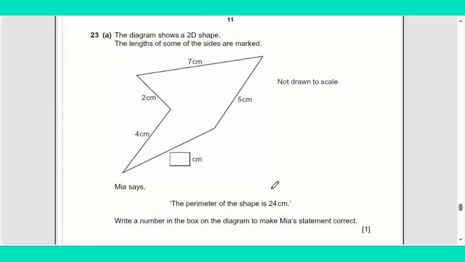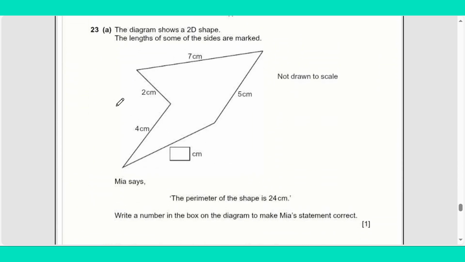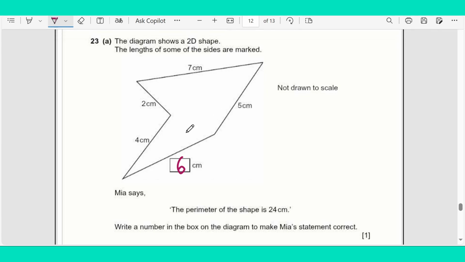Now number 23. The diagram shows a 2D shape. The lengths of some of the sides are marked 7, 5, 2, 4 and something. Mia says the perimeter of the shape is 24. Write a number in the box on the diagram to make Mia's statement correct. Okay guys, what's your answer? So do you get 6 guys?